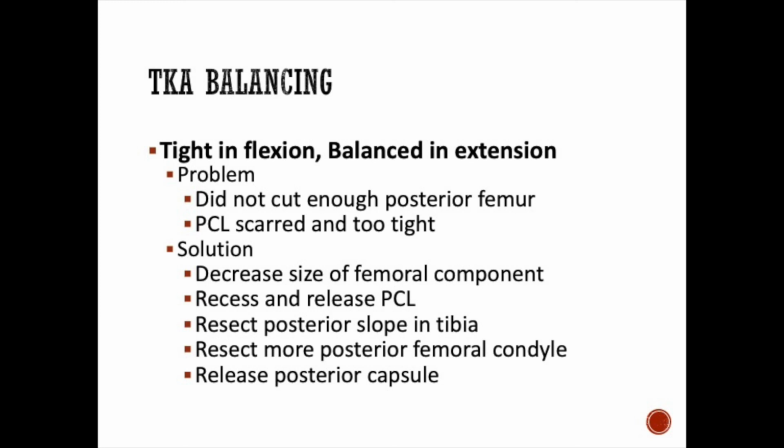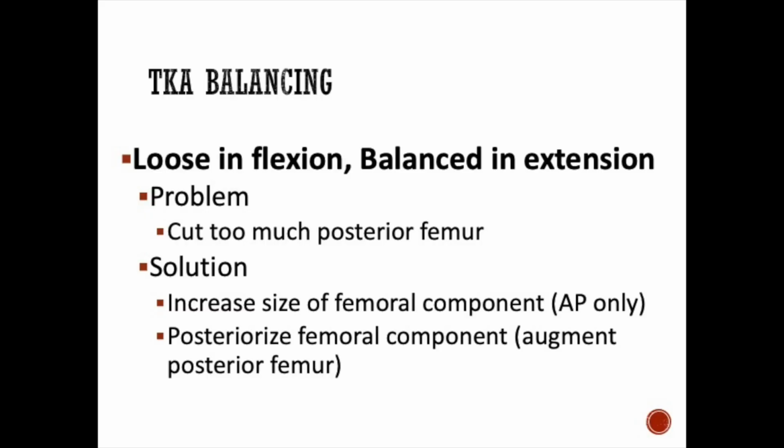Problem with releasing the posterior capsule is that it may also modify your extension gap. So then you may have corrected the problem in flexion, but now you've created a new problem in extension. So be careful to recheck after you try any of these techniques. If you're loose in flexion, balanced in extension, the problem is you cut too much posterior femur. The solution: increase the size of the femoral component, A to P only, or posteriorize the femoral component. So either augment the posterior femur or translate it more posteriorly by cutting more anterior bone.